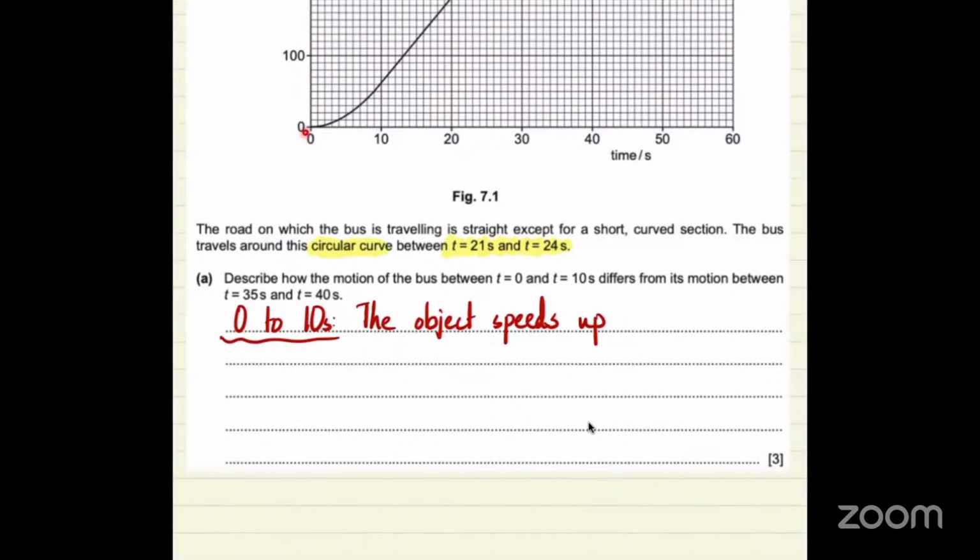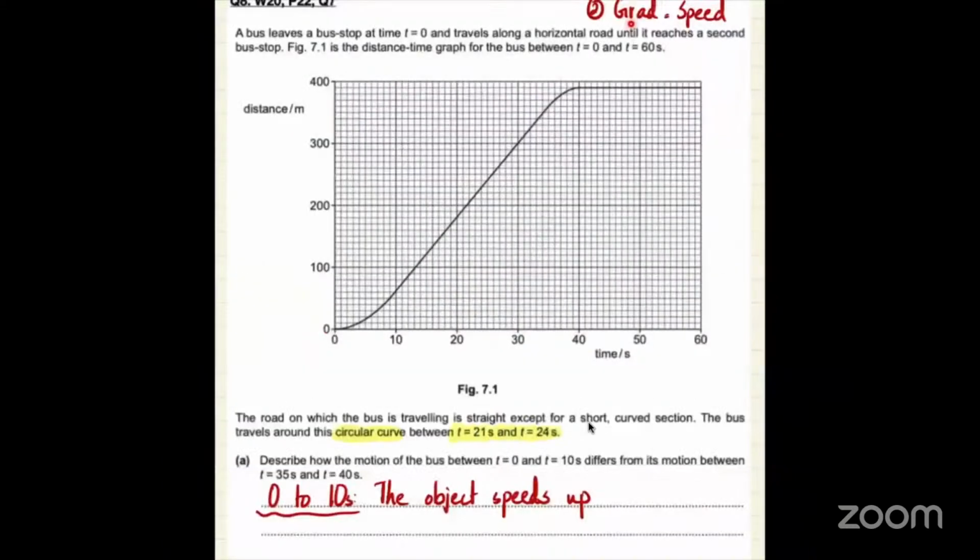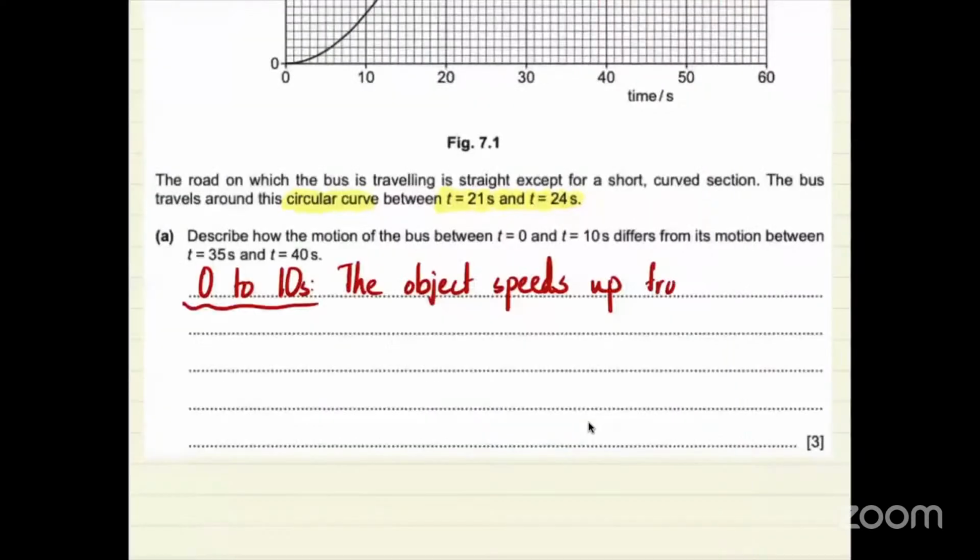Because again, if I take you back here, the gradient here is speed. If I were to draw a tangent to this initial point, it would be horizontal. This is why the initial speed is 0. It is 0, but it's not because this graph is starting from 0. It's because if I were to draw a tangent here, this would be horizontal. So I would say the object speeds up from rest. From 35 to 40, I would say the object slows down, or another way to say it is the object decelerates.